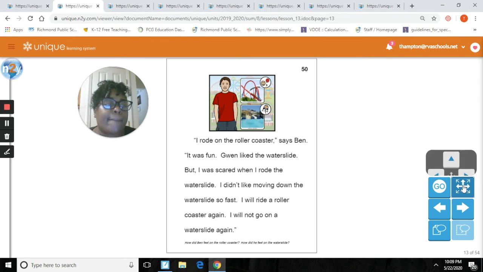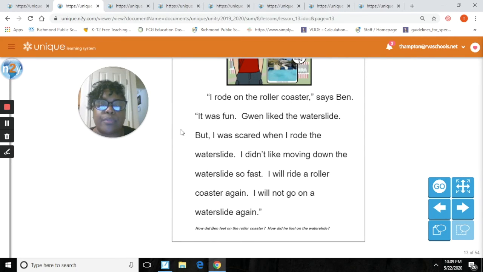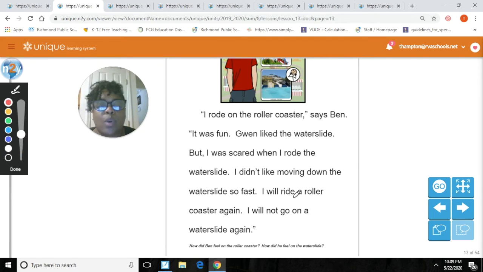Okay? So let's see what our focus question says here at the bottom. Now, how did Ben feel on the roller coaster? How does he feel on the water slide? So whenever you're answering a question, you're looking for that keyword, looking for Ben and how he felt. So here's Ben. Now, what ride did he ride on? He says, I rode on what? The roller coaster. And how did he feel about it? He said it was fun. Now we see here that Gwen liked the water slide. He says, but I was scared when I rode the water slide. Who's talking? Ben. So how does he feel about the roller coaster? He said it was fun. How did he feel about the water slide? He said he was what? He was scared. All right.